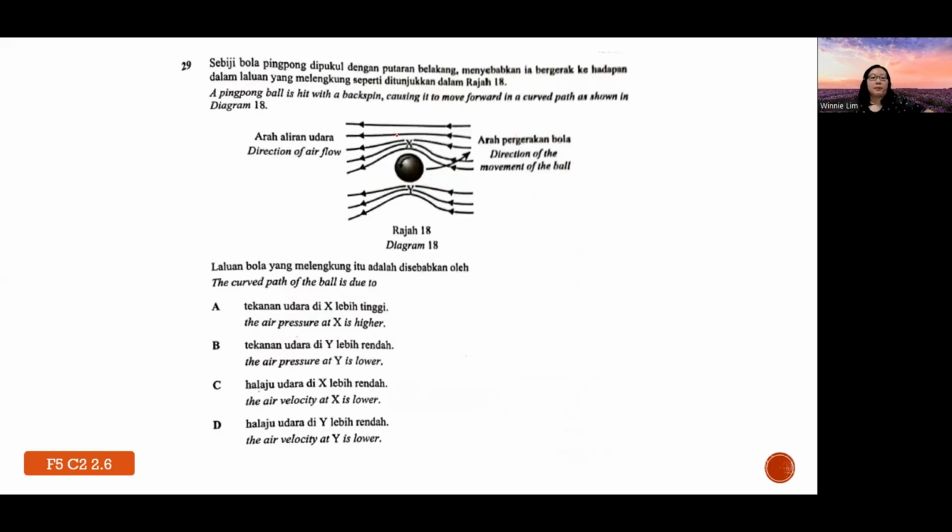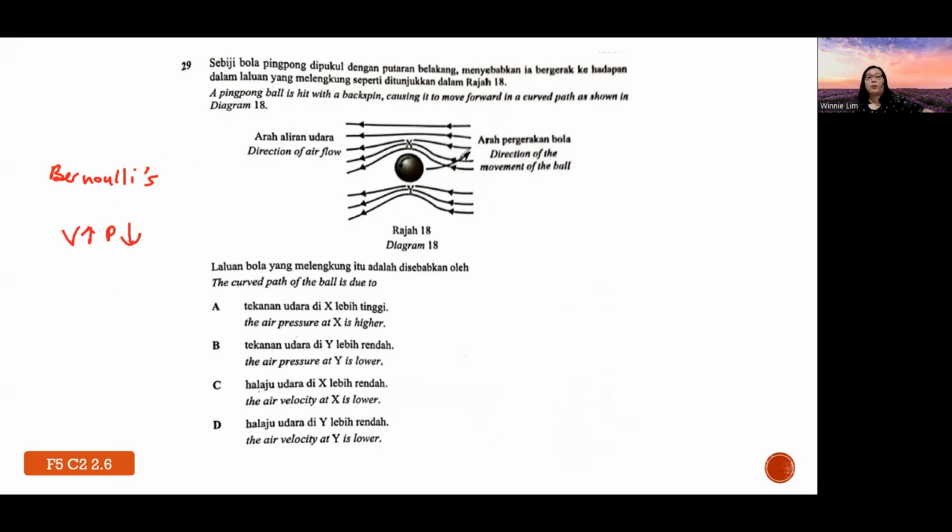29. A ping pong ball is hit with a backspin, causing it to move forward in a curved path as shown in Diagram 18. The curved path of the ball is due to what? So this is under Bernoulli's principle. What does Bernoulli's principle state? Bernoulli's principle states that when the speed is high, the pressure is low, or vice versa.